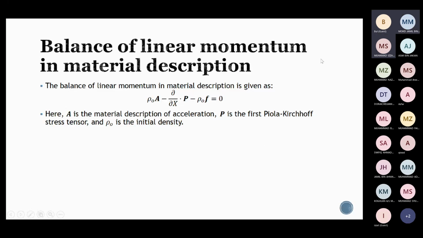So just now it was the balance of linear momentum in spatial description. In material description, it has the same relationship. The balance of linear momentum in material description is basically rho naught times the material description of acceleration, minus del with respect to big X dot P, where P is the first Piola-Kirchhoff stress tensor, equals rho naught times F, where F is the force. So it's similar, but in material description.